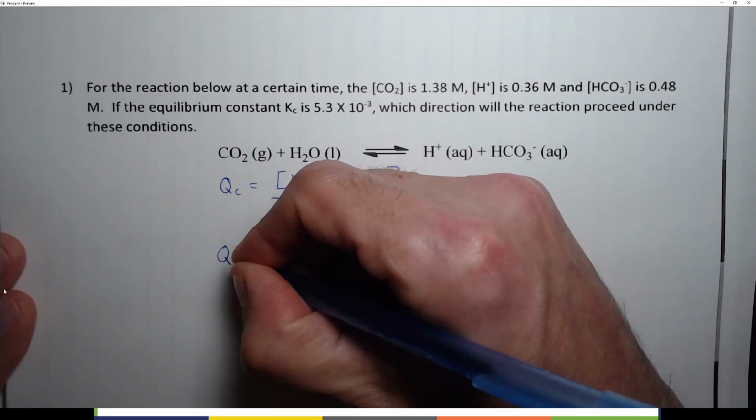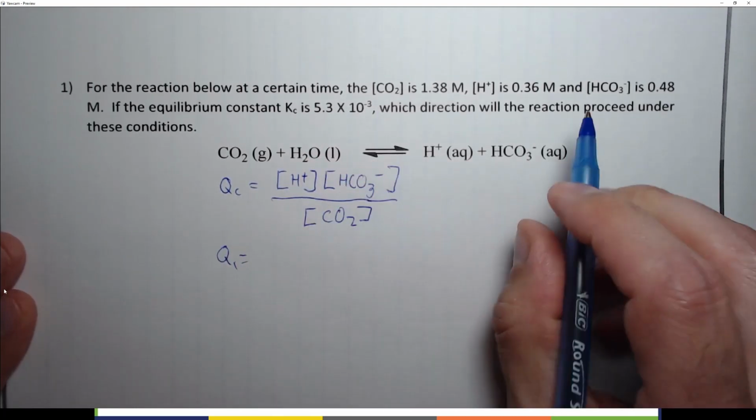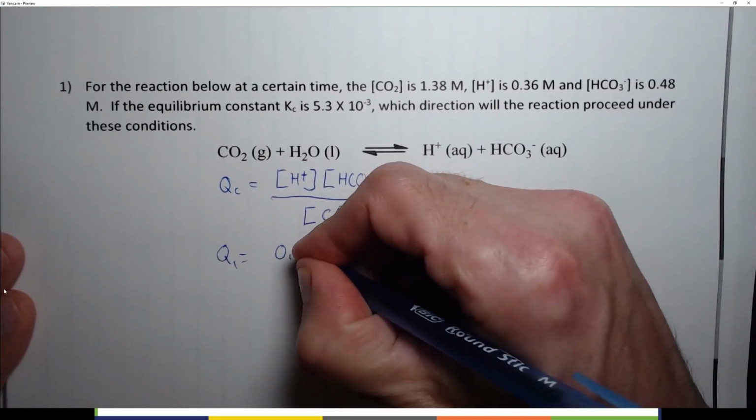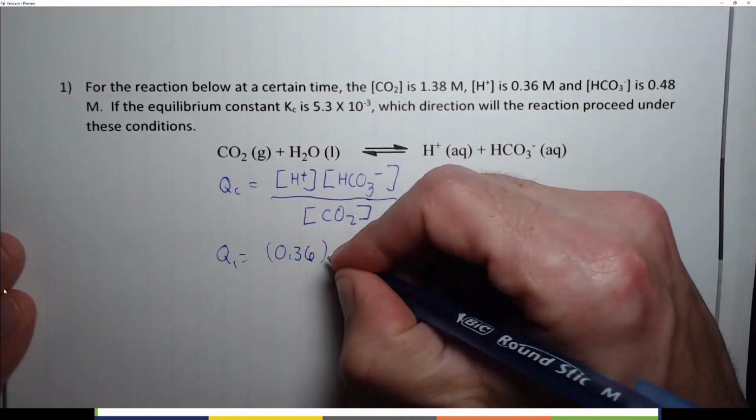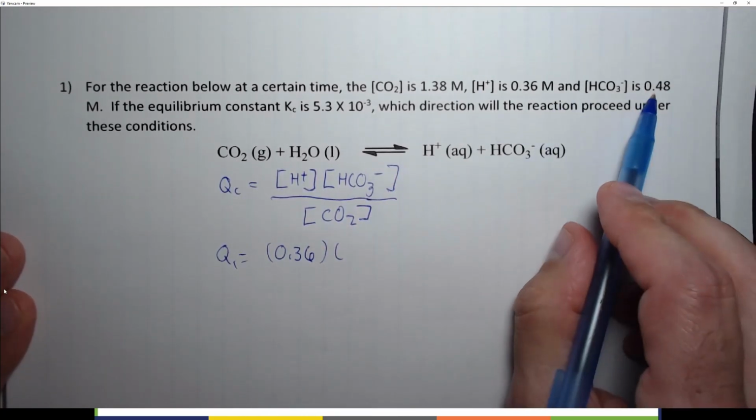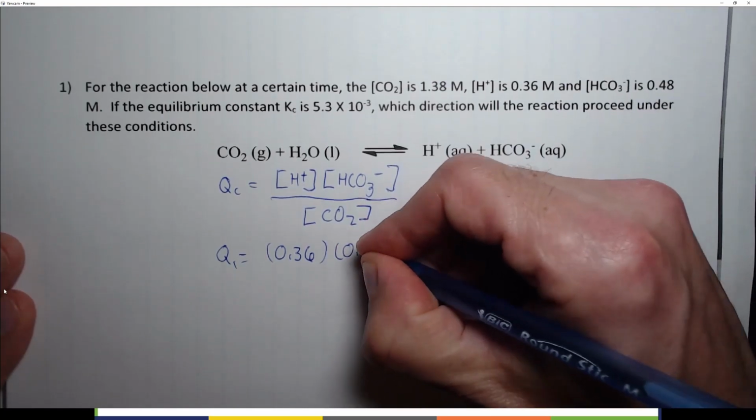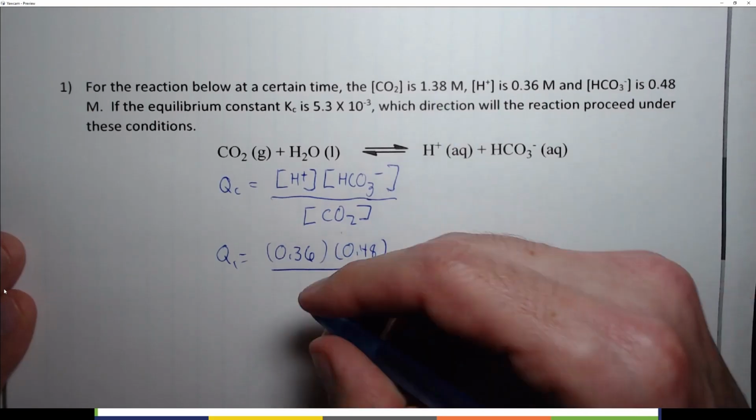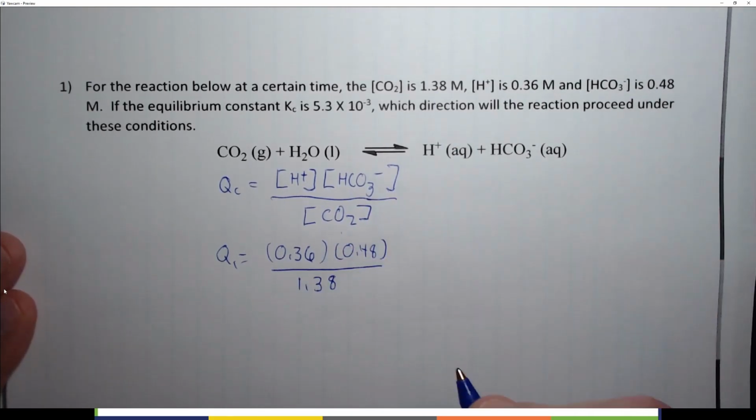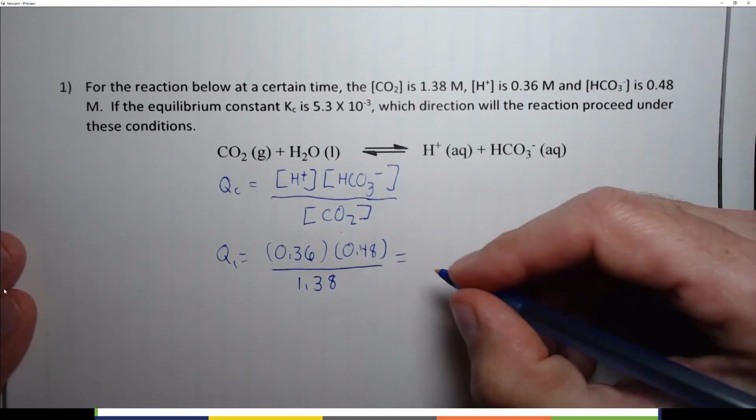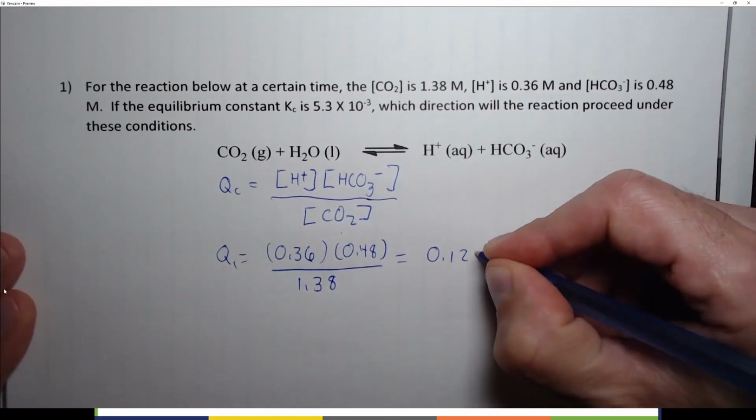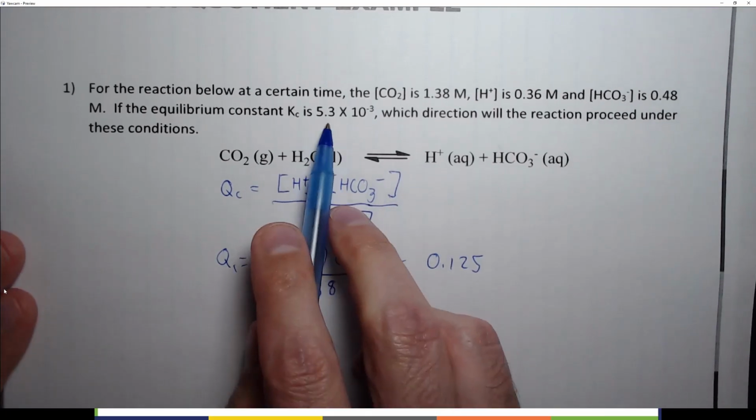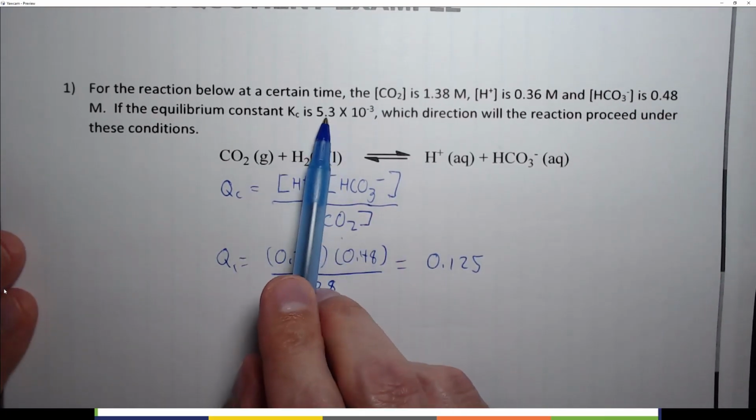So let's look at Qc again. We have the concentration of H plus, which is 0.36. We want to multiply that by the concentration of HCO3 minus, which is 0.48. And we want to divide that by the concentration of CO2, which is 1.38. When we do that, we find that it's 0.125. So now let's compare these values. Is 0.125 greater than or less than 5.3 times 10 to the minus 3?